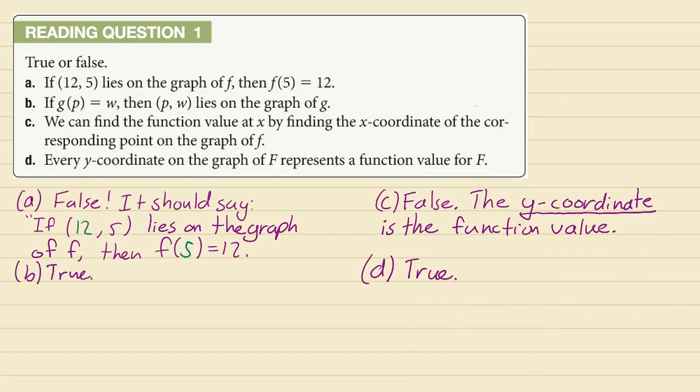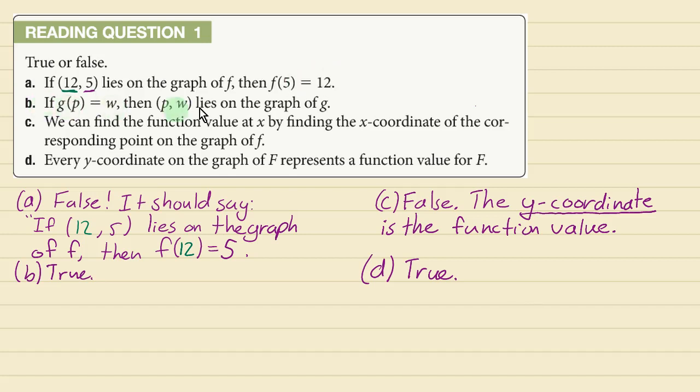Here they are. This first one is false. If it says 12, 5 is on the graph, the first coordinate is always going to be like the x coordinate or the horizontal coordinate, and that should always represent the input. I just wrote this wrong here. Whoops. I fixed it there. So yeah, if it says 12, 5, that first coordinate, the x coordinate, is always the input, and that should be what goes in the parentheses. 5, the y coordinate, will always represent the output, also known as the function value. And so yeah, they just had the 5 and the 12 mixed up.